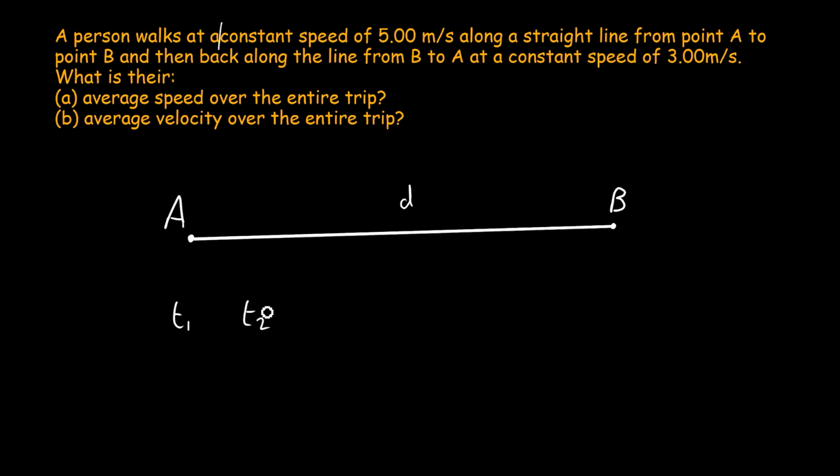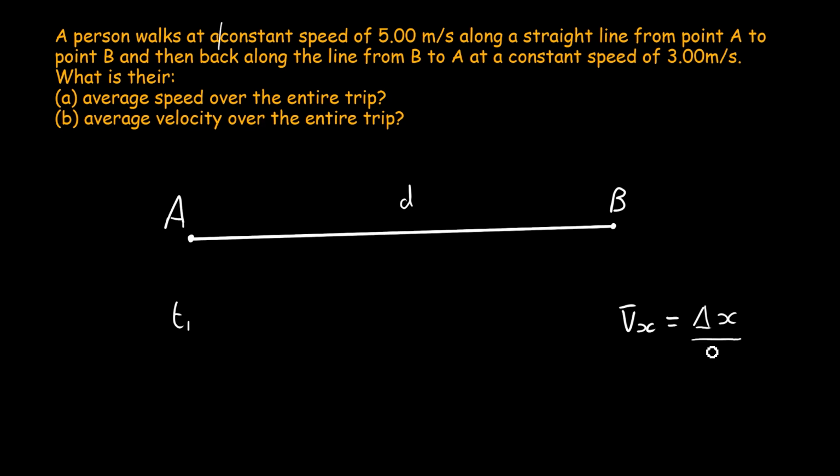Now t1 and t2, they're not equal to one another. We can see this because our speeds are different. Our t1 going from A to B is going to be shorter than going from B to A because we're moving faster going in this direction. But we do know what our average velocity is. In the previous lesson, we learnt that an average velocity along a straight line is the displacement over the change in time.